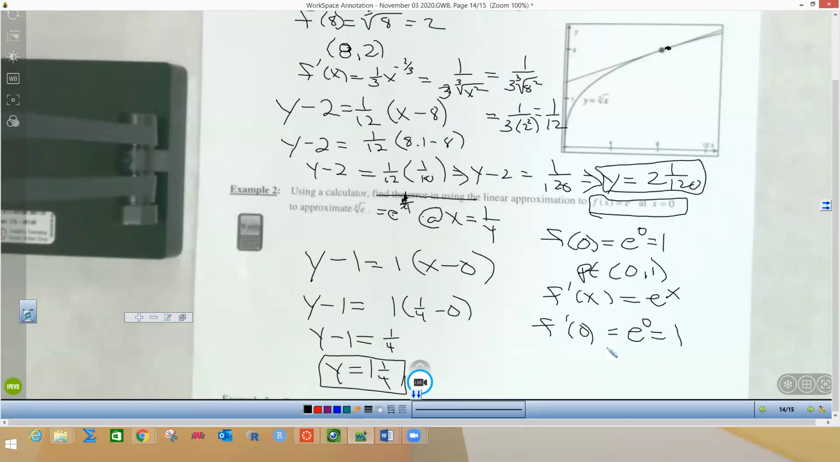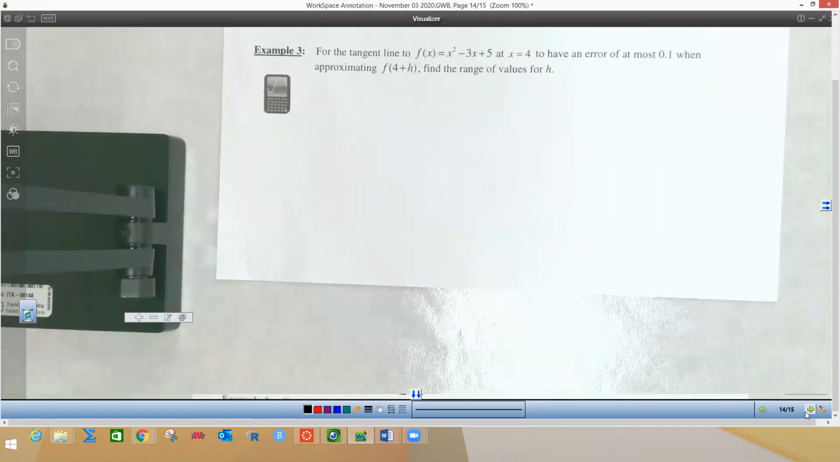Now this says to use a calculator. If you want to use a calculator, you can, but we're not going to worry about you using a calculator. If you want to put it in a calculator, hopefully you'll be able to do that. If you need me to show you, I'll show you later. And then we got one more, and again, we are not going to check for the error. We don't want the error at all.